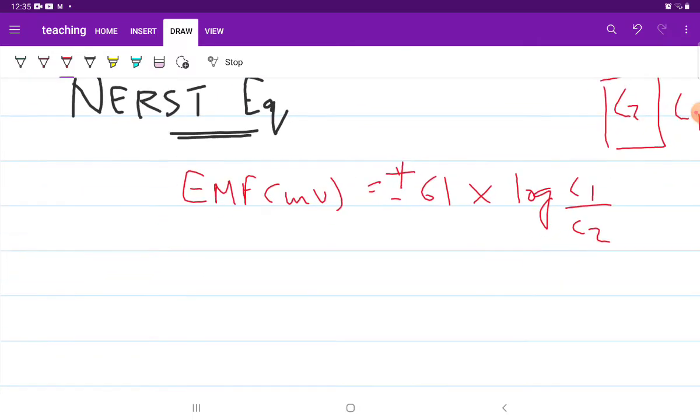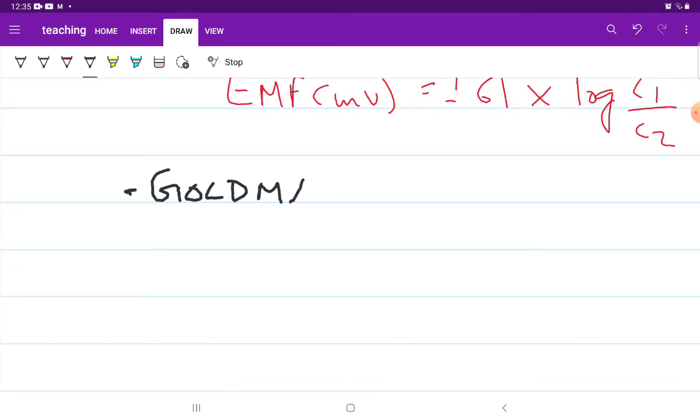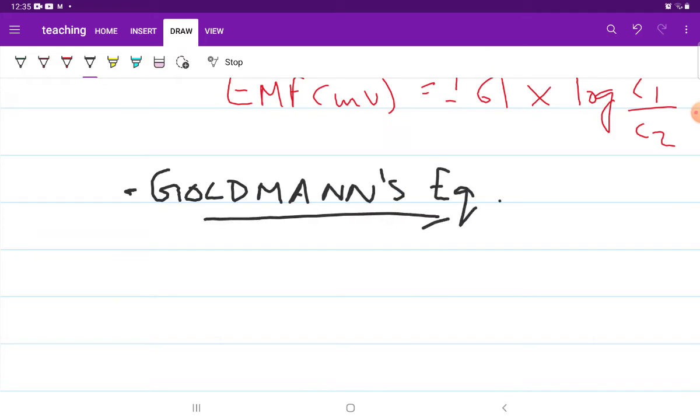Now the Nernst equation is used when there is one ion present. But what if there is more than one ion? Suppose 3 ions, more than one ion. Then at that time we use Goldman's equation.